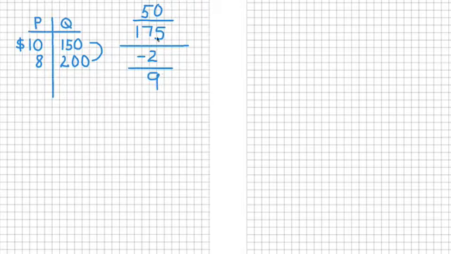All right, this is pretty easy. We're just taking this fraction and dividing it by this fraction. Well, let's reduce this. We can see that this is a multiple of 25. So 25 goes into 50 2 times. 25 goes into 175 7 times.